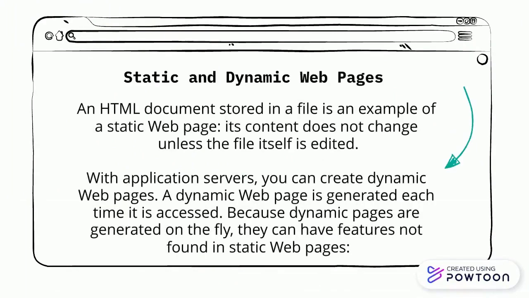Static and dynamic web pages. An HTML document stored in a file is an example of a static web page. Its content does not change unless the file itself is edited. With application servers, you can create dynamic web pages. A dynamic web page is generated each time it is accessed. Because dynamic pages are generated on the fly, they can have features not found in static web pages.